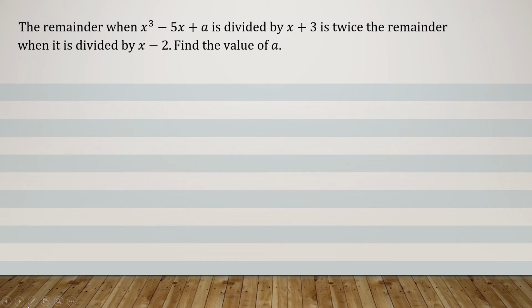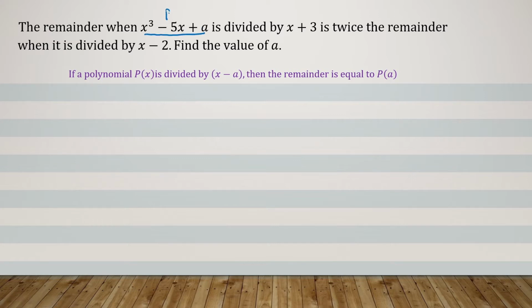In this question, we'll use the remainder theorem to find the value of a constant. The remainder theorem states that if a polynomial p(x) is divided by x minus a, then the remainder is equal to p(a). So our polynomial is stated here. This is p(x). And we have two divisors, x plus 3 and x minus 2.